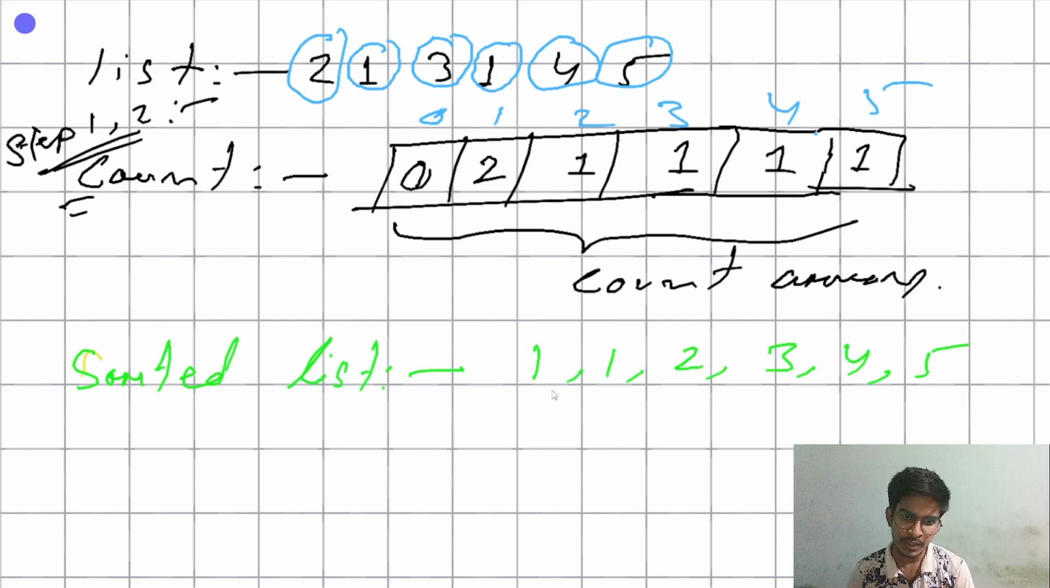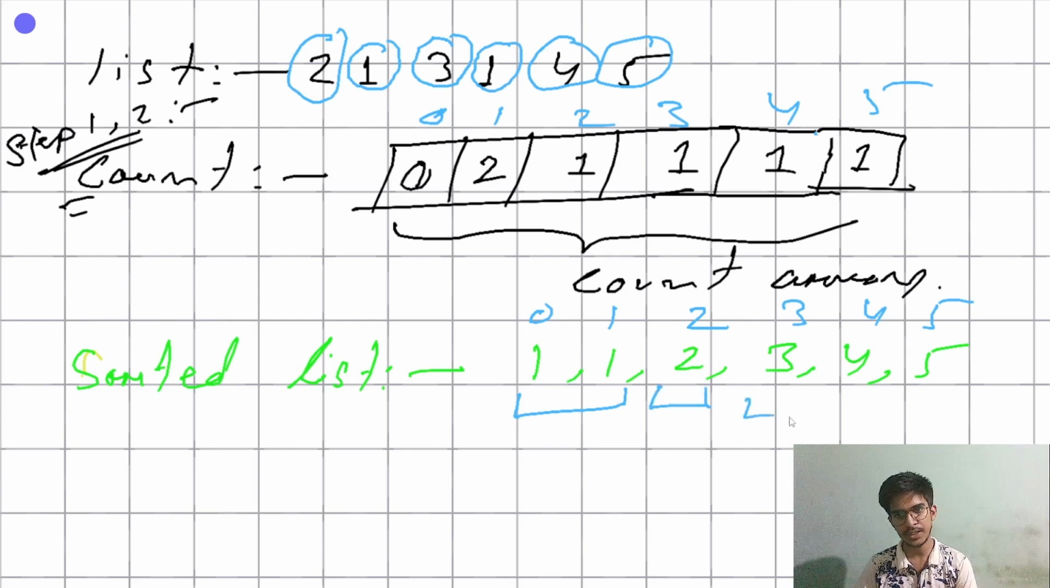So this is index 0, this is index 1, this is index 2, this is 3, 4 and 5. So what we need is that from 0 to 1, here is 1 1. From 1 to 2, it is 2. From 2 to 3, it is 3. From 3 to 4, it is 4. And from 4 to 5, it is 5. We need that, right? The sorted list.